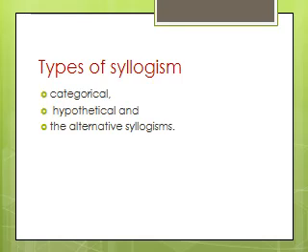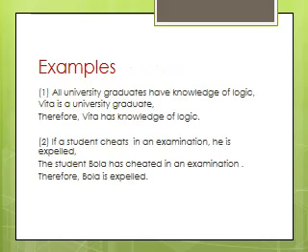Now there are several types of syllogism. These are the categorical syllogism, hypothetical syllogism, and the alternative syllogism. Let's take an example of each. One: All university graduates have knowledge of logic. Vita is a university graduate, therefore Vita has knowledge of logic.